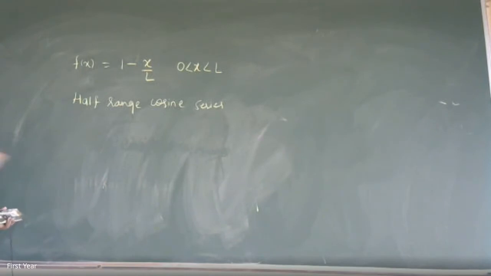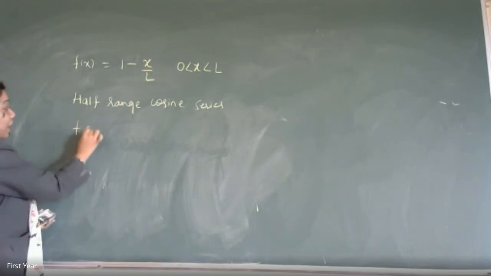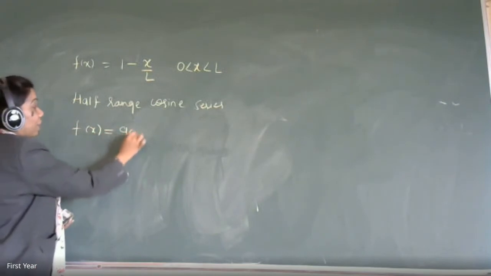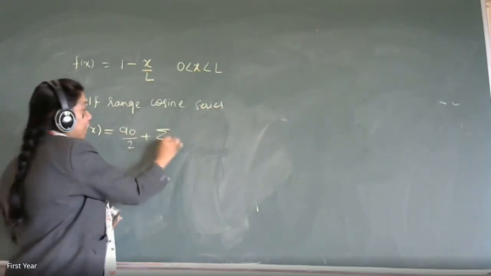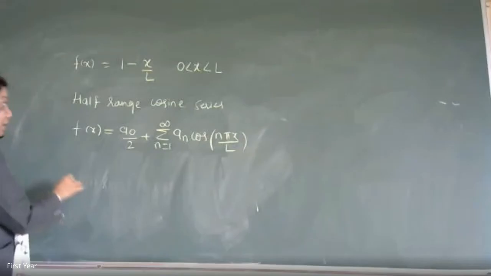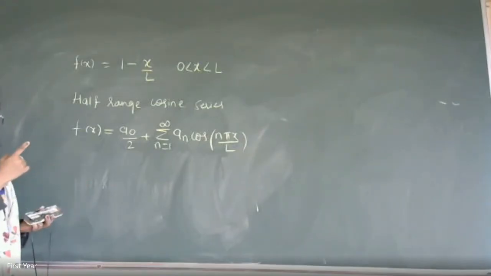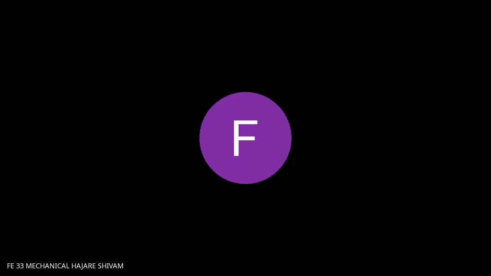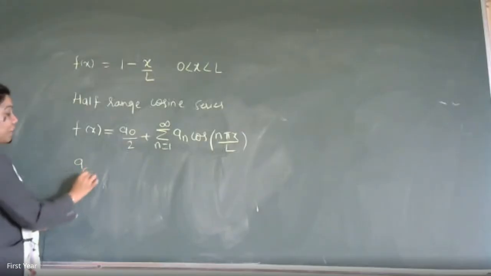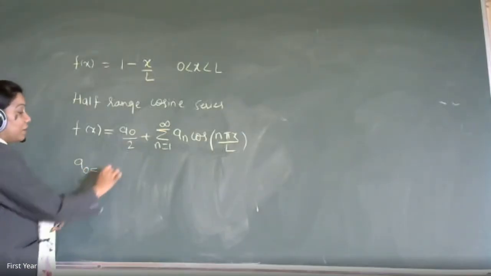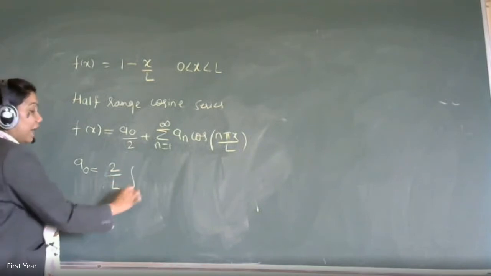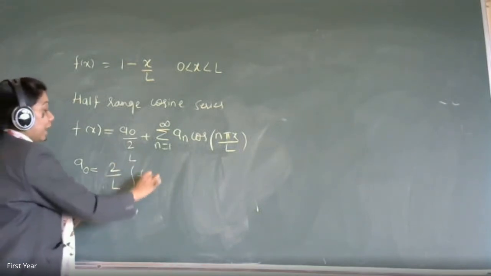So half range cosine series will be f of x is equal to a naught by 2 plus summation n from 1 to infinity an cos of n pi x upon L plus bn. Will bn remain? Half range cosine series is asked, so no bn. In that we find a naught. What is the formula? A naught is 2 by L, integration 0 to L, f of x dx.